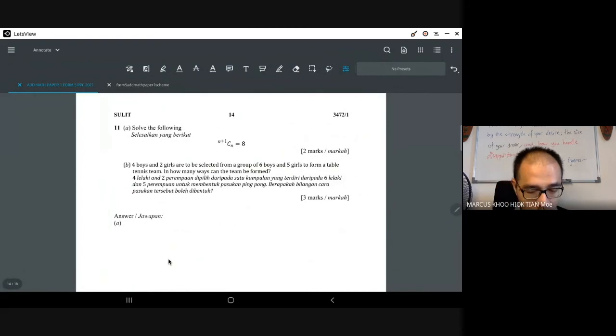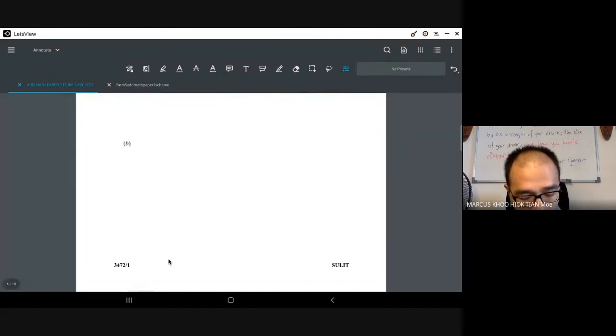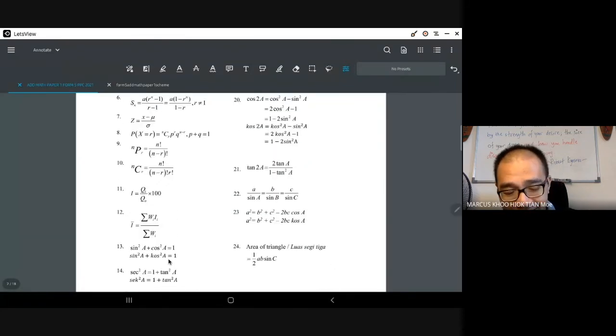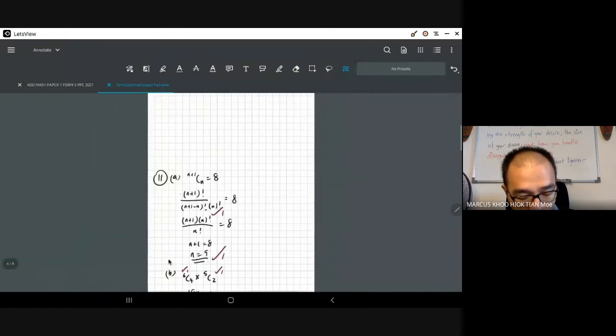Okay, solve the following: (n+1)C1... n plus 1 C n... equals to 8. Okay, so this one will require you to know the formula for nCr, which I don't think is given in the formula list. Or maybe it's given. Oh, it is given. Okay, it's given over here. So all we have to do is just follow the formula. Okay, and once you follow the formula, this is what we will get.